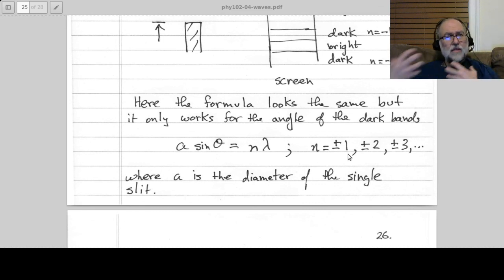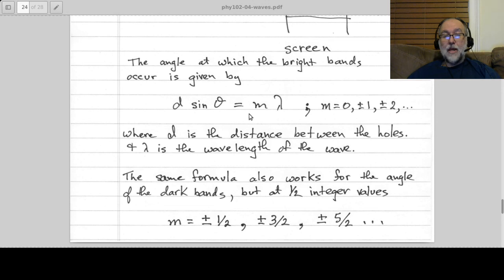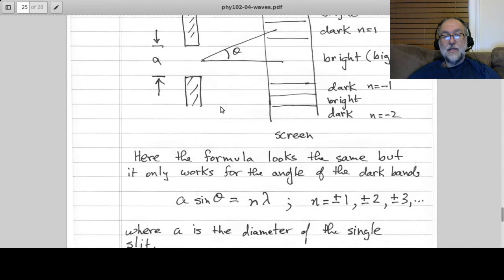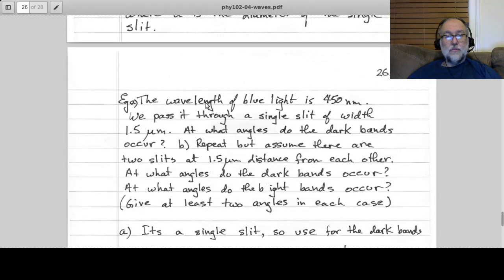So that sometimes causes confusion, because integer m right here gave you the bright bands for the double slit. For the single slit, integer n gives you the dark bands. So just don't get confused with that. All right, so let's do an example and then we're done.